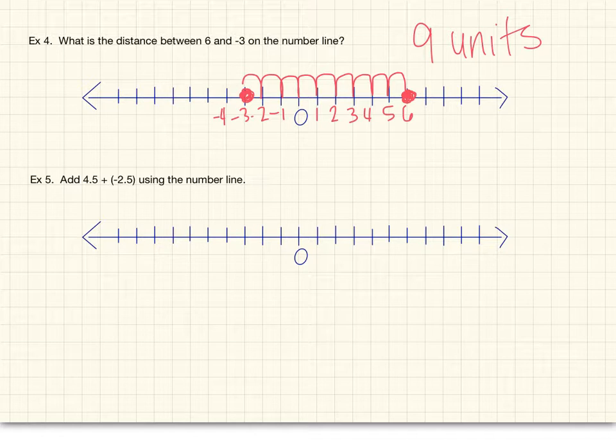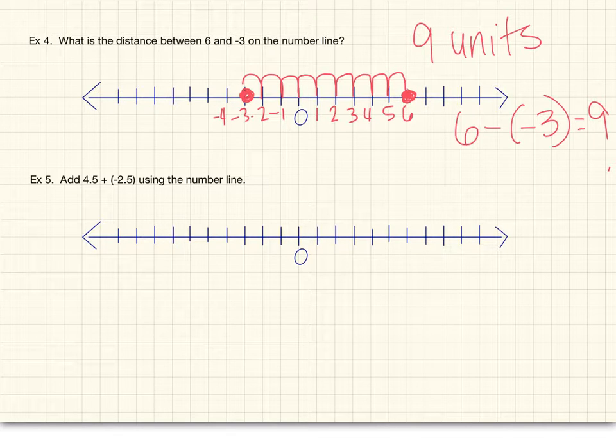Okay, and the other way, mathematically, for those of you who want to see it that way as well, what we're doing is we're saying 6 minus a -3 equals 9. Okay, because the distance between them would be like subtracting the two numbers. So we're starting at the 6 and we're subtracting until we get back down to -3. So 6 minus -3 is equal to a +9, or 9 units. Okay, I hope that helps.